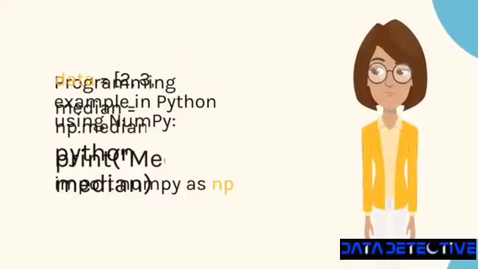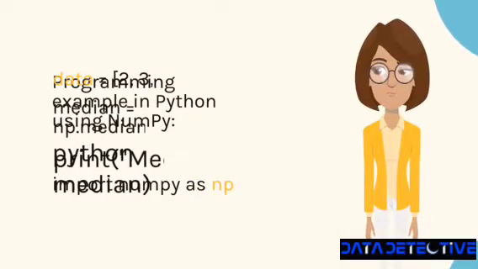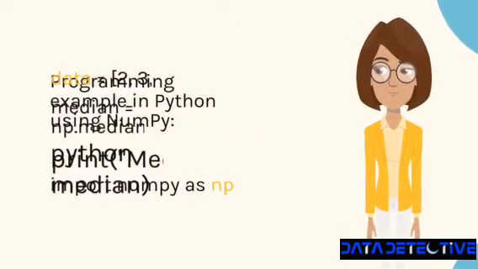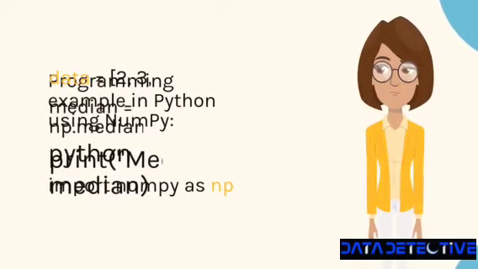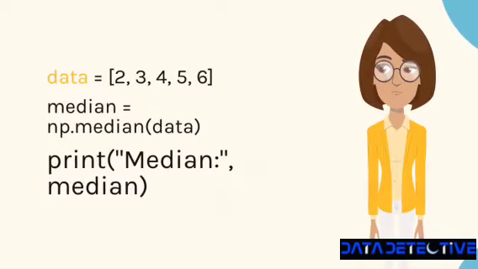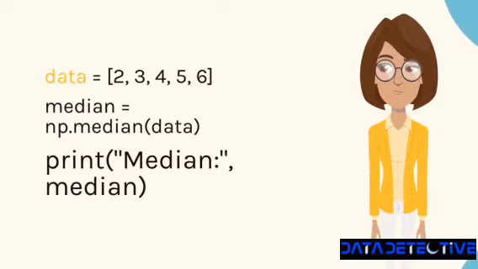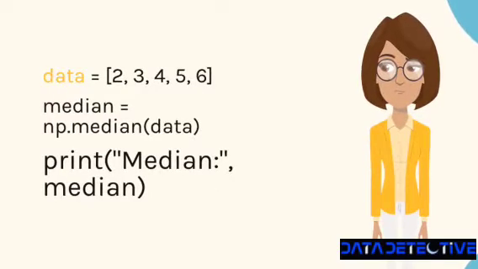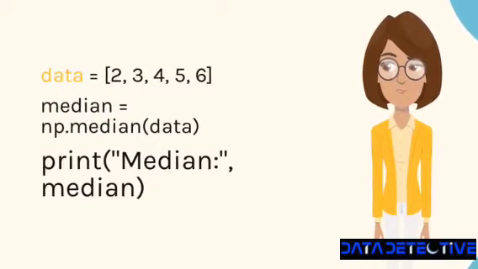Programming example in Python using NumPy. Python: import numpy as np. data = [2, 3, 4, 5, 6]. median = np.median(data). print(median).